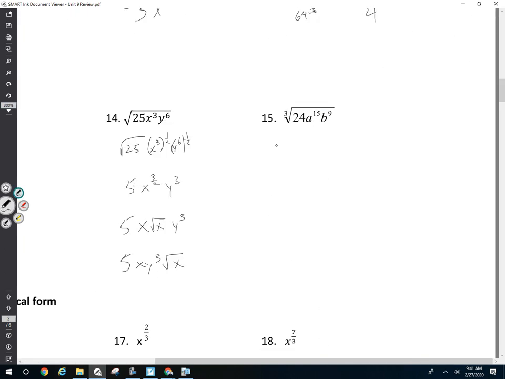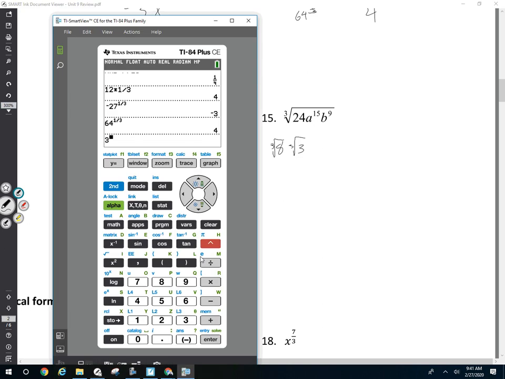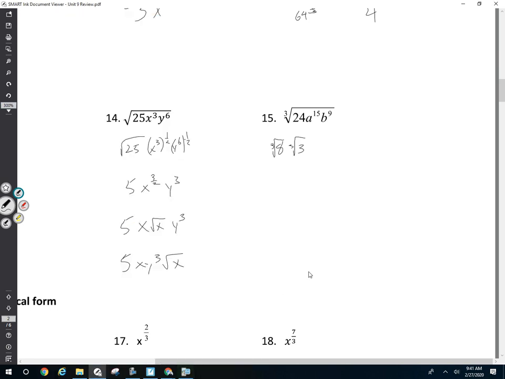Cube root of 24, I don't know what it is. But I know a perfect cube is 8. And 8 times 3 gives me 24. Now, you don't know what the cube root of 3 is, so you're just going to leave it as the cube root of 3. But the cube root of 8 is 2, right? 2 times 2 times 2 is 8. So I'm going to simplify this to be 2 and then leave the cube root of 3.